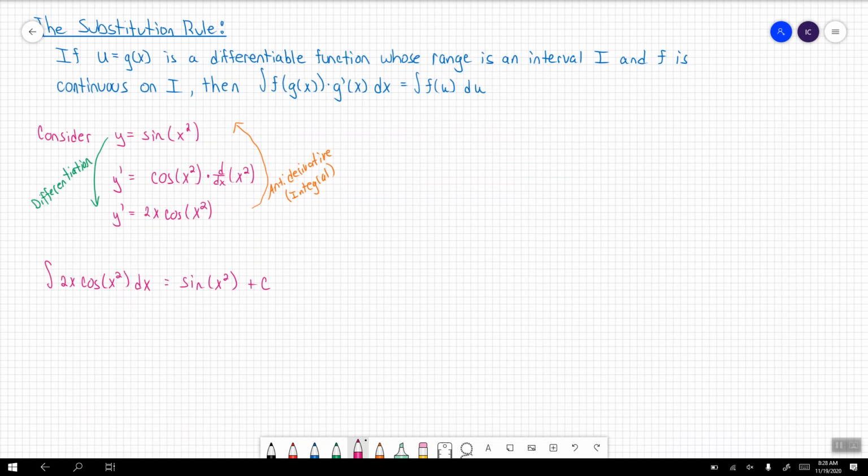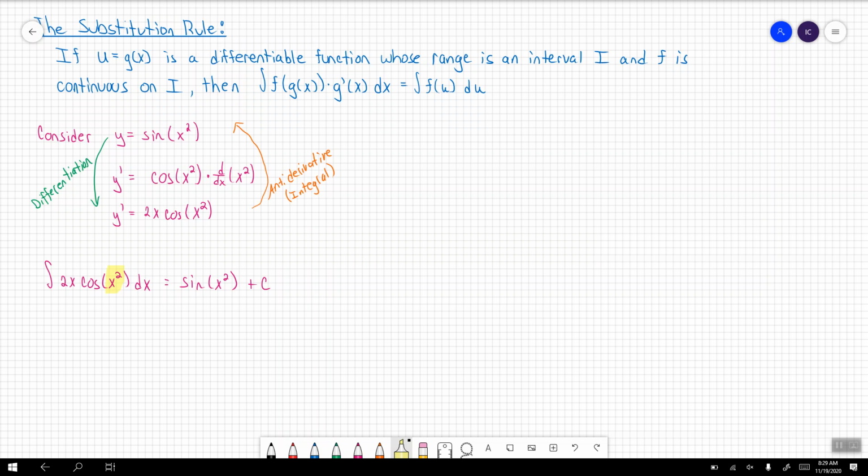But again, the question lies in, how do we go about it if we didn't initially know what the function was? Well, that's where the substitution rule comes in. Remember, I said that we needed two components to look at. Number one, we need a function composition. So looking at my integrand of 2x times cosine of x squared, do we have a function composition? The answer there is yes. We do have a function composition. That function composition is taking cosine of x squared, and it's being composed with x squared.